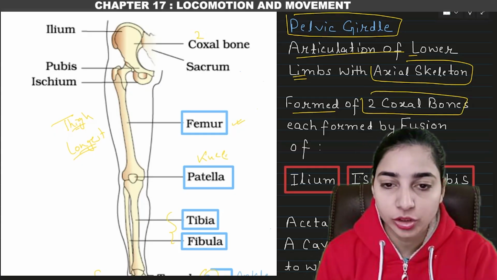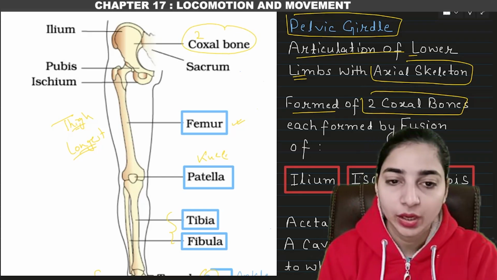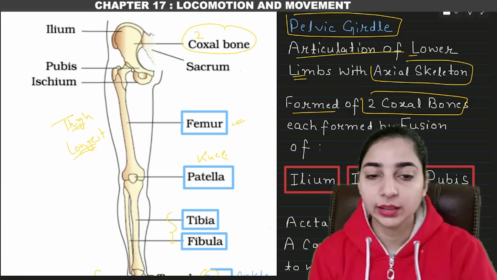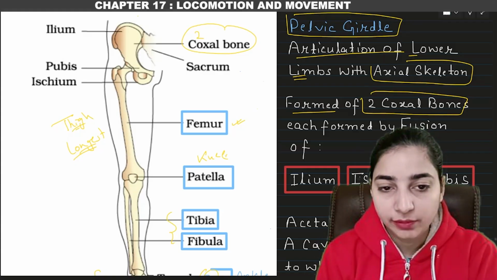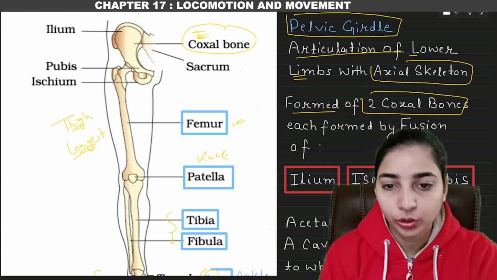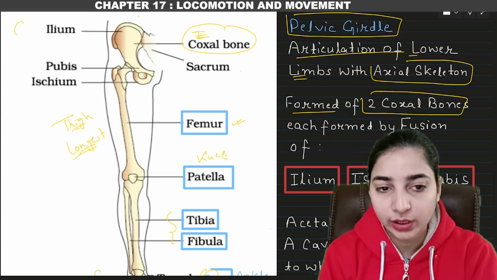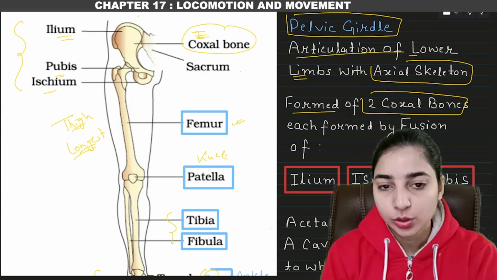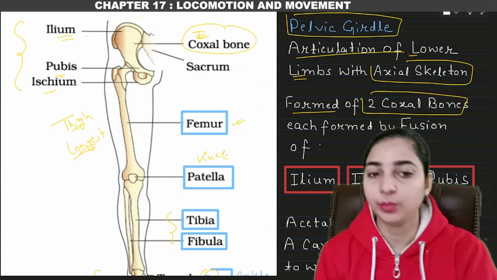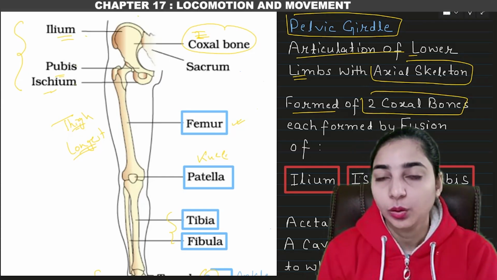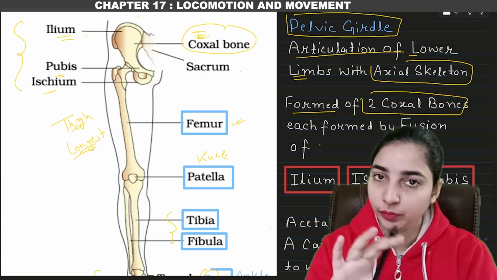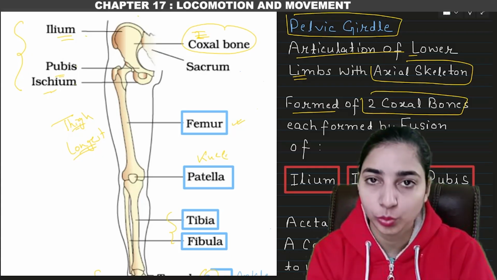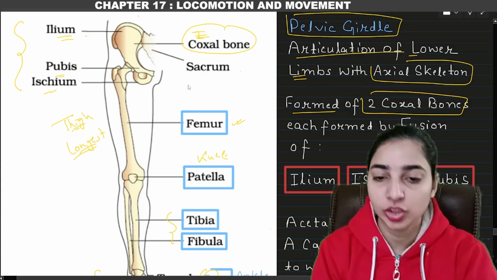So here you can see the coxal bones. 2 coxal bones are there, 1 coxal bone on each side. One on the left side and the other on the right side. So here you can see 1 coxal bone. Now each coxal bone consists of 3 parts, or 3 types of bones: ilium, pubis and ischium. Okay, so you can see ilium, pubis and ischium. These are the 3 parts or 3 bones of the coxal bone. So these 3 bones are fused together to form 1 coxal bone, right? Ilium, pubis and ischium.